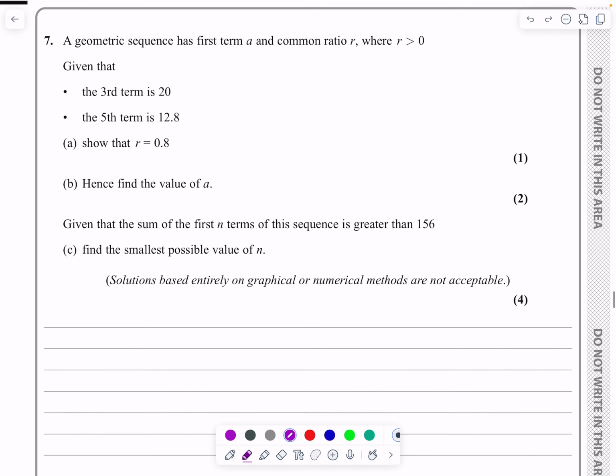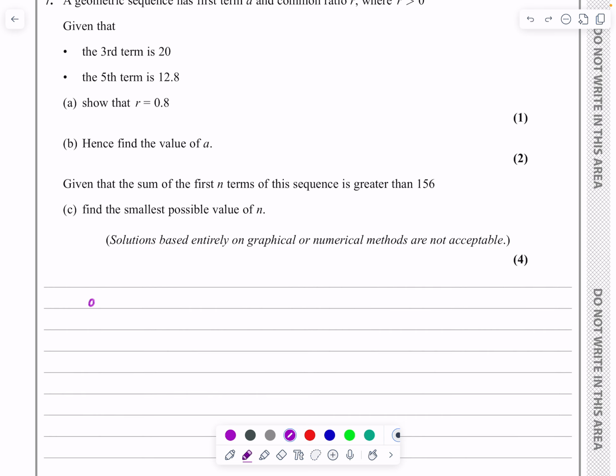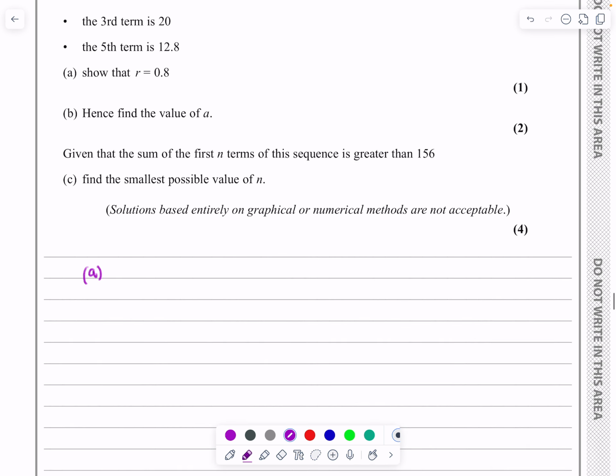So for part A, they've said a geometric sequence has the first term A and common ratio R being greater than 0, so that's relatively standard. Given that the third term is equal to 20, and the fifth term is 12.8, can we show that R is equal to 0.8? Hopefully I think so. Let's just write down the information they've given me.